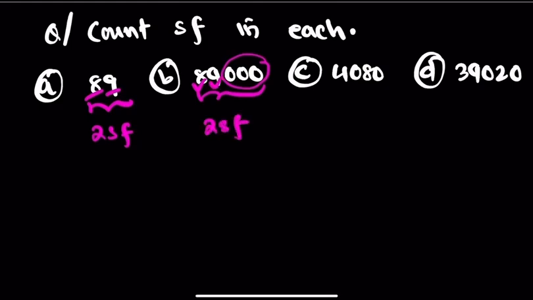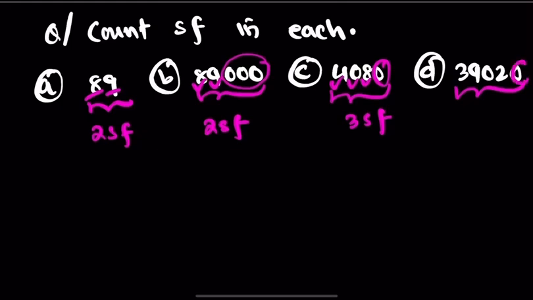How many significant figures are there in 4080? Since this is also a whole number, this last zero which is after the non-zero digit will not be counted. So it has 1, 2, 3. Three significant figures. How many are here? It's the same. This 0 which is after the last non-zero digit will not be counted. So 1, 2, 3, 4. This is four significant figures.